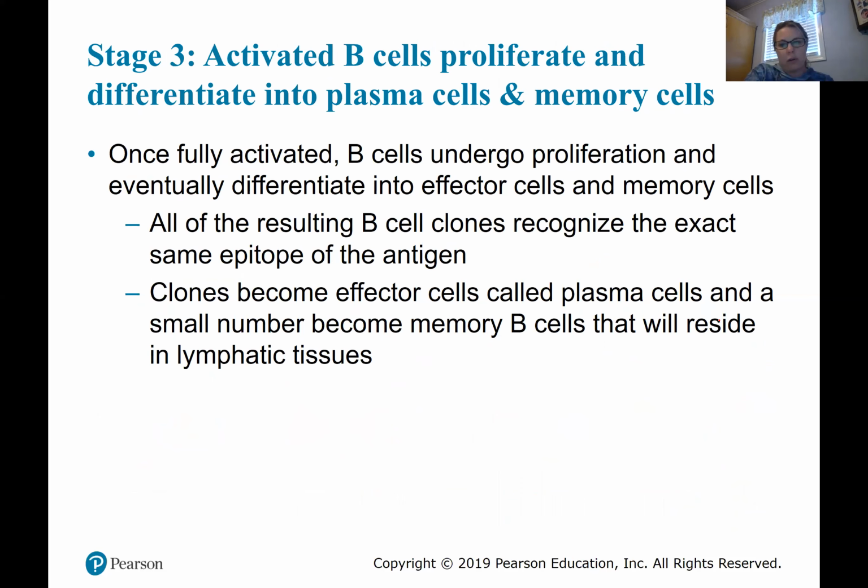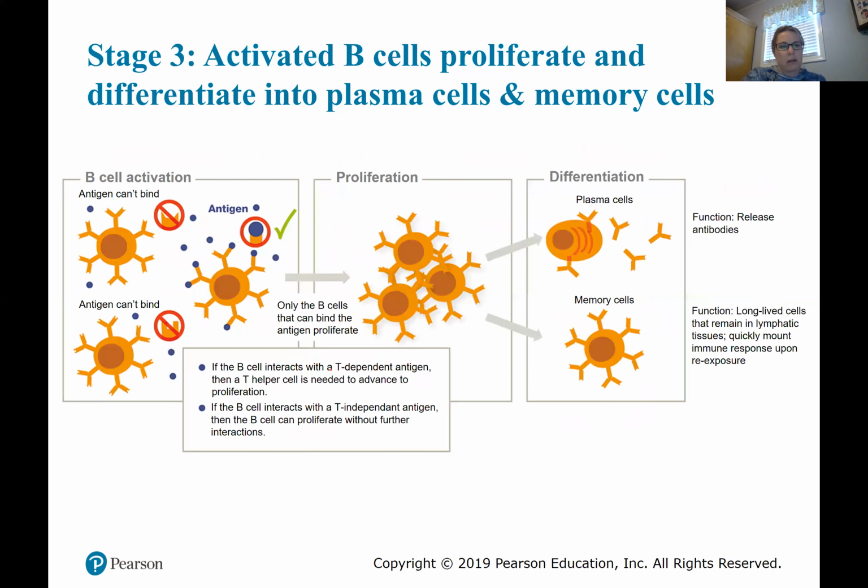they're going to undergo proliferation. They're going to become effector cells, which are plasma B cells, and memory cells. The plasma B cells are going to reside in the lymphatic tissue just like the T cells. Okay, so if they bind to the antigen, they're going to proliferate and differentiate.